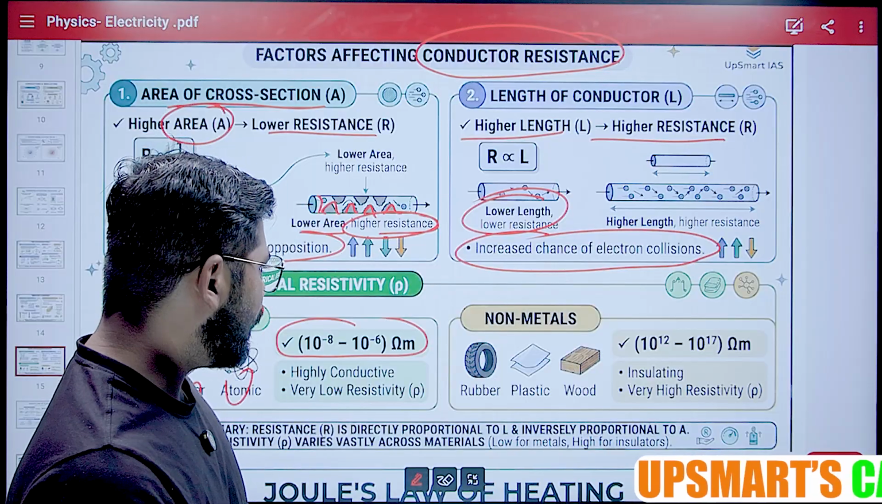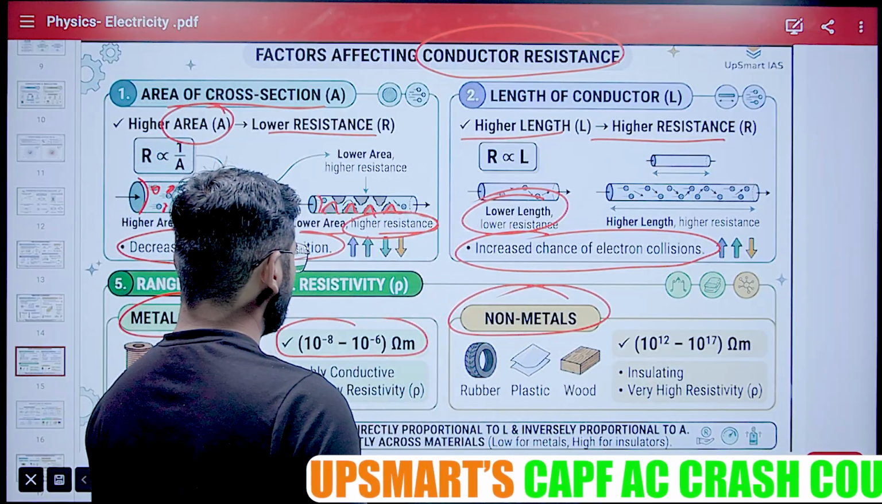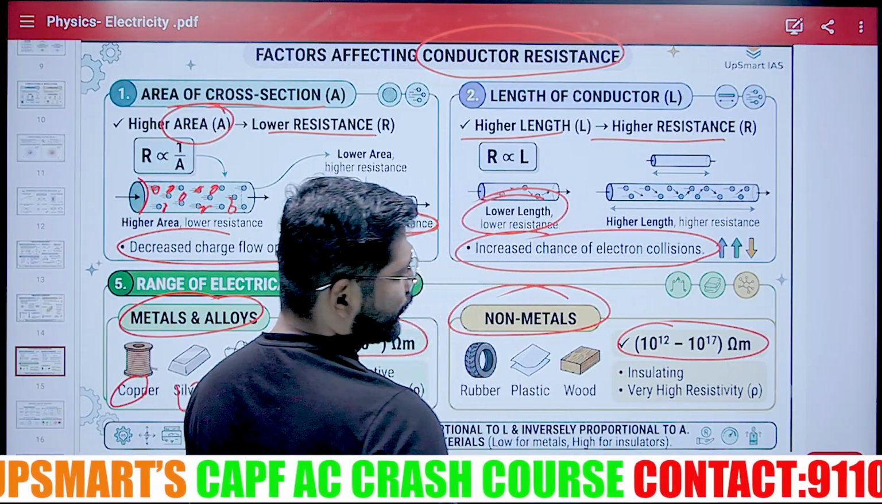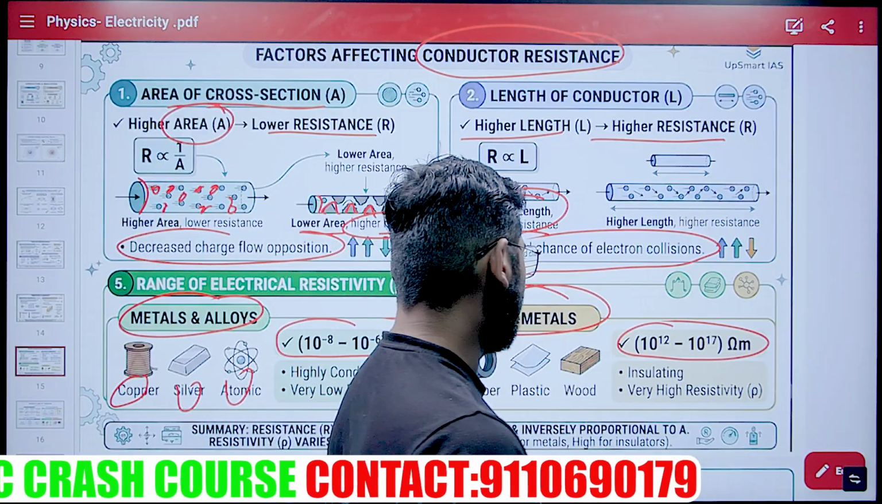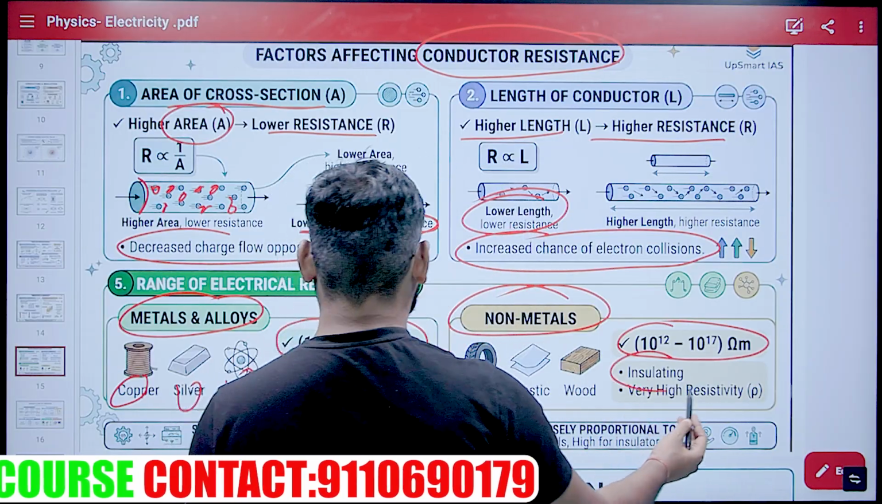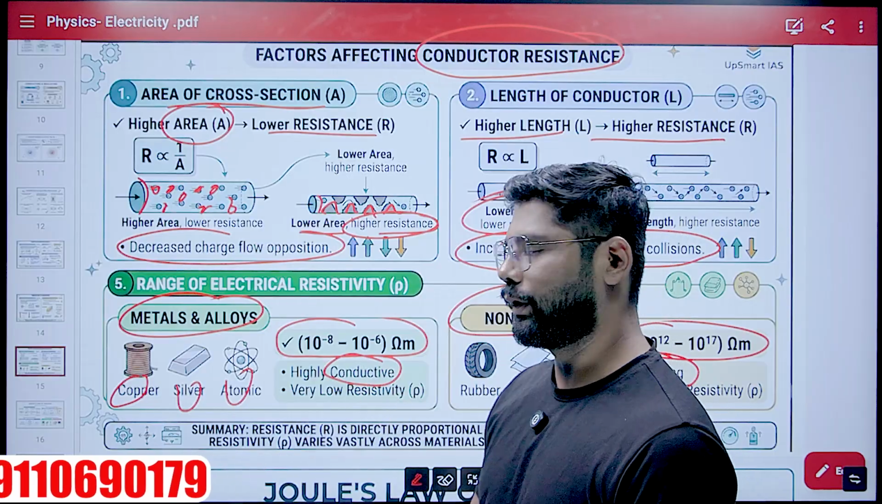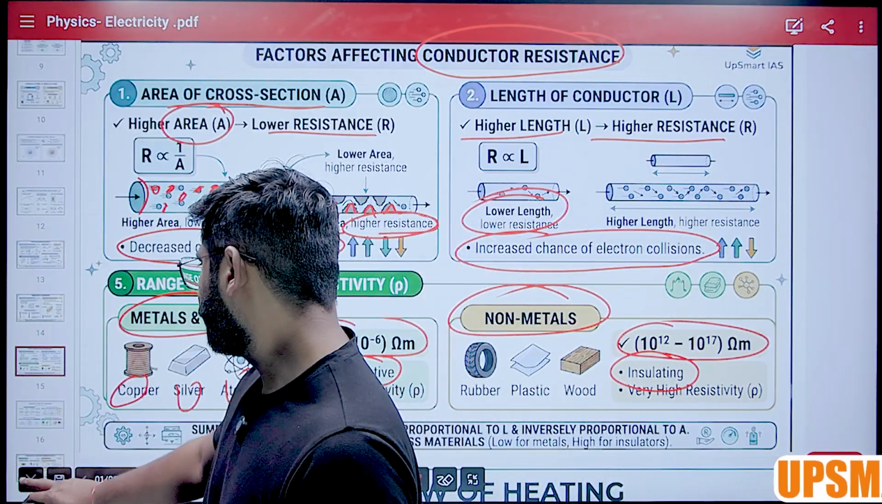Next, for non-metals, what is the range of electric resistivity? It is 10 raised to 12 to 10 raised to 17 ohm meter. Non-metals are mostly insulating, and the metals and alloys are conductive. So that is the difference here.